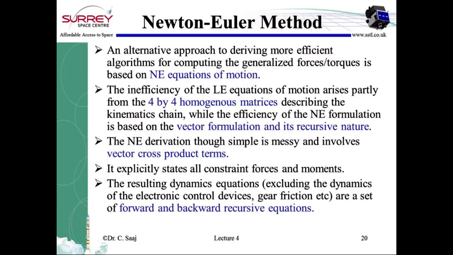So in the case of the Lagrange-Euler method, we know that we use the 4x4 homogeneous matrices. So basically it is based on matrix analysis, right? Your inertia matrix is a matrix formulation. So is the case with any kind of transformation matrix or the coordinate transformation matrix that you might use. In the case of the other method, that is the Newton-Euler method, we do not use matrix formulation.